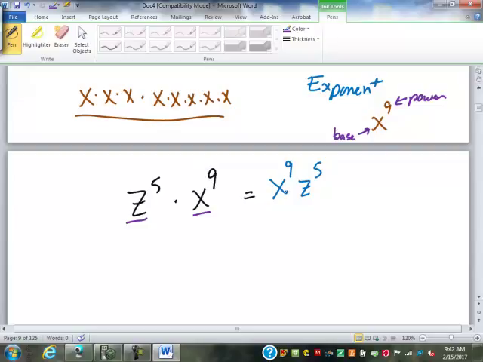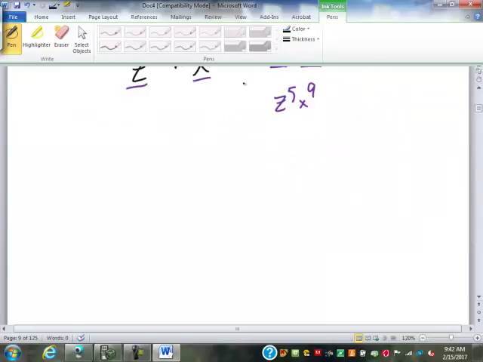Now, why did I change them and put the x first? It's just mathematical grammar. If you had z to the 5th, x to the 9th, that's not wrong. It's just mathematical grammar as you try to put the variables in alphabetical order. What if you had x to the 5th plus x to the 4th? We can put a number up here. Let's just do like 7 and 3.